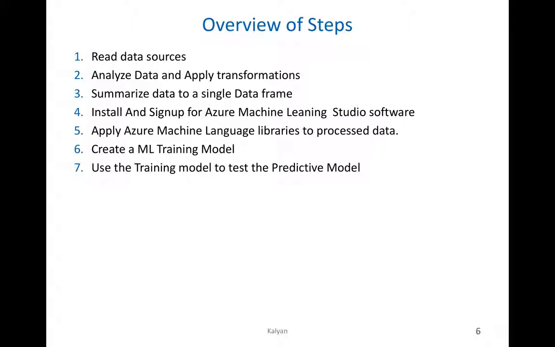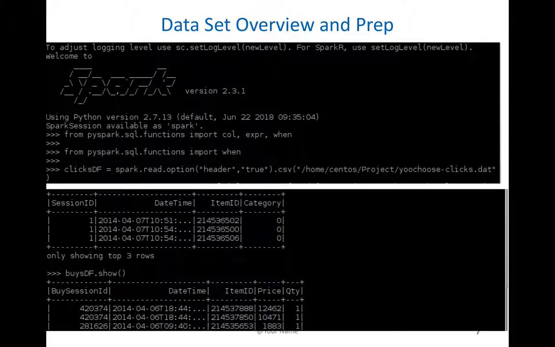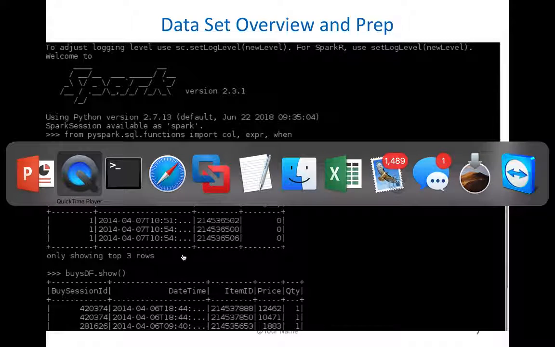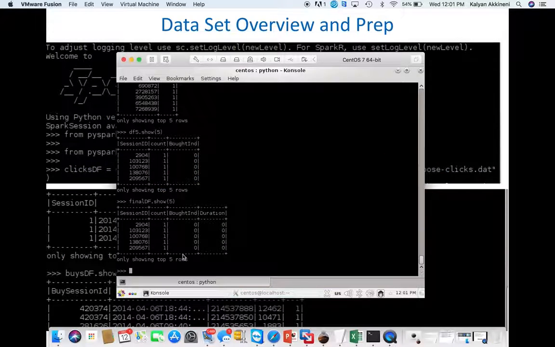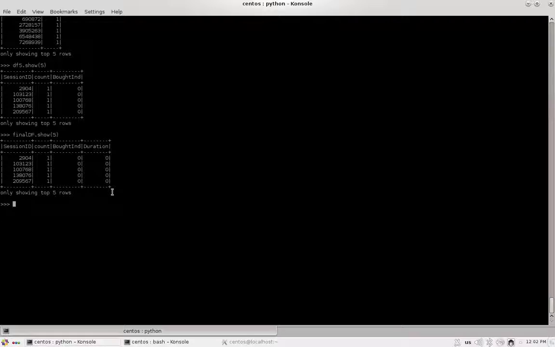So here is an overview of the steps I have done. I read the source from the files into a data frame, applied transformations, summarized the data into a single data frame, and fed the data into Azure Machine Learning Studio, and then I trained the model, and then built a predictive model after that. So let's see how I have done this. Let's go to the actual code itself. So let me show you the actual data frame after reading from the files.